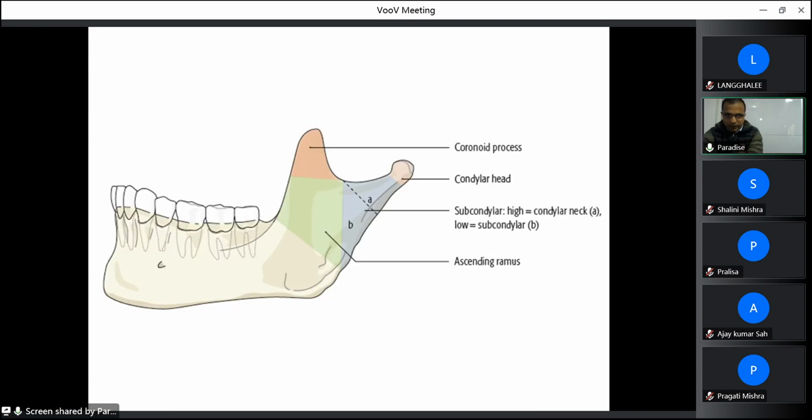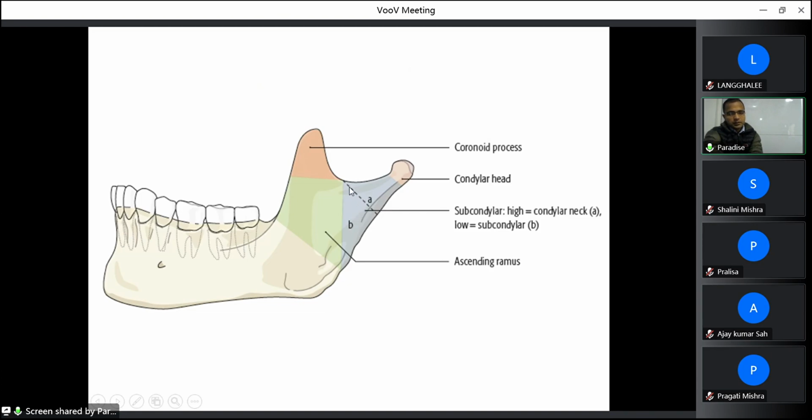In case of the condyle, it is divided into three parts: condylar head, subcondyle, and condylar neck. As shown in this pink color, it is known as the condylar head, or if the fracture takes place within the capsule, inside the capsule, such a fracture is known as a condylar head fracture. If the fracture takes place below this sigmoid notch, it is known as a subcondylar fracture.